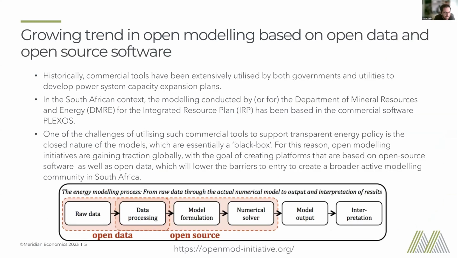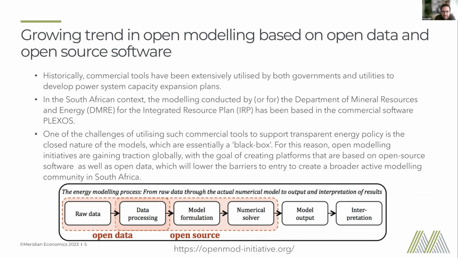As Javier gave a great introduction, we've really seen a growing trend in open energy modeling, especially over the last 5 years. Historically, commercial tools were used extensively, mainly within government planning departments and utilities, who would develop capacity expansion plans as well as resource adequacy modeling, right down to transient stability analysis. In the South African context, a lot of capacity expansion planning has historically been done by the DMRE and Eskom for our integrated resource plan, and that's predominantly based on the commercial software PLEXOS, which is the most widely used commercial energy system planning tool.